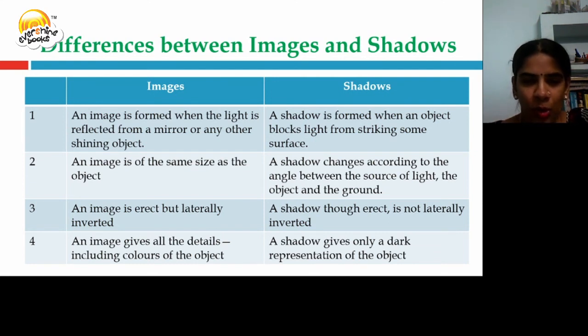Images are mostly erect but laterally inverted. Similarly, shadows are erect, but not laterally inverted. Images give you all the details including colors, whereas a shadow will give you only a dark representation of the object.